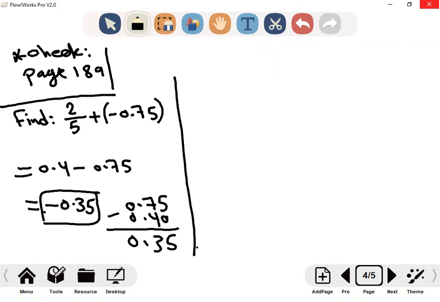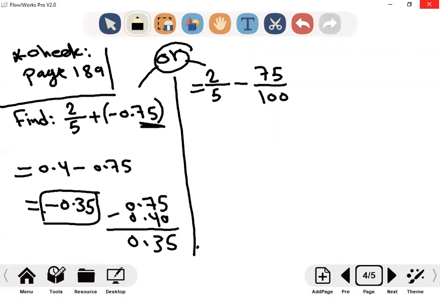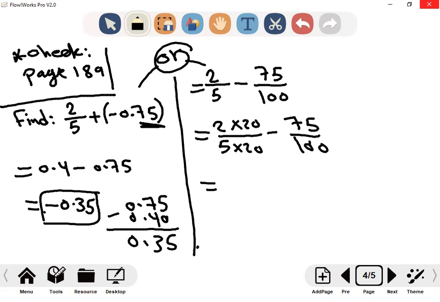Now, way two, we turn the decimal to a fraction and deal with the fractions. What you like, you can do. So here, 2 over 5, minus, plus minus means minus, right? Now, 0.75, how do we turn it to a fraction? It is 75 over 100. We have two digits after the decimal, and two digits means two zeros down. One digit, one zero, two digits, two zeros, three digits, three zeros, and so on. So here, 75 over 100. Now, I can make the 5 to be 100 by multiplying by 20.